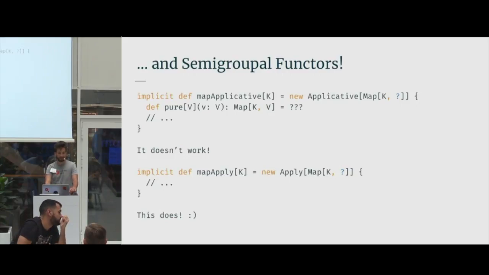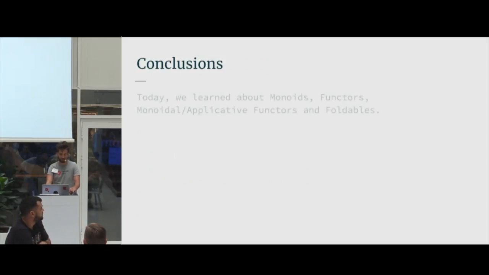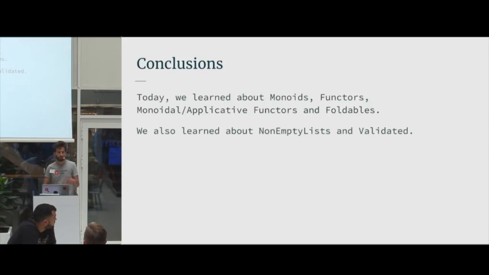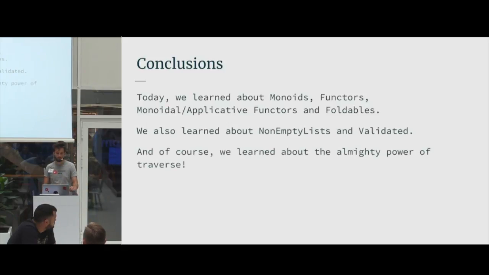And yeah, I think that's it for me. I have a small conclusion. So we learned about monoids, functors, applicative functors, and foldables. And we also learned about some of these other things Cats gives us. Those are non-empty lists and validated. And of course, we also learned about the almighty power of traverse.